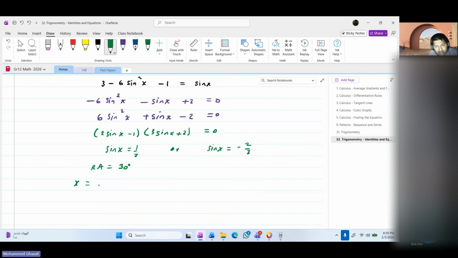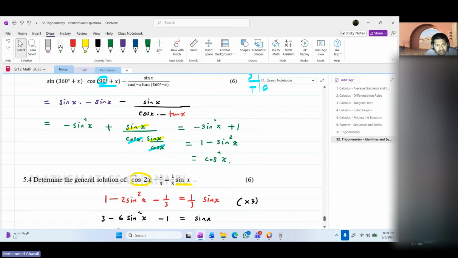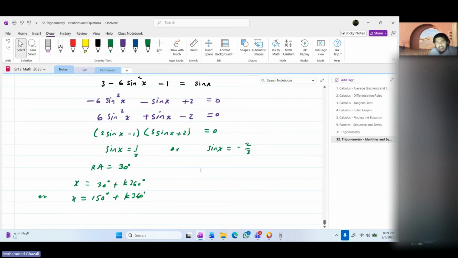So first and second quadrant, so 30 plus K360, or x is equal to 150 plus K360. They ask for general solution, yes. Don't forget to write K is an element of Z. Let's look at sine negative. Where is sine negative? Is in the third and fourth quadrant. So 180 plus, 360 minus.